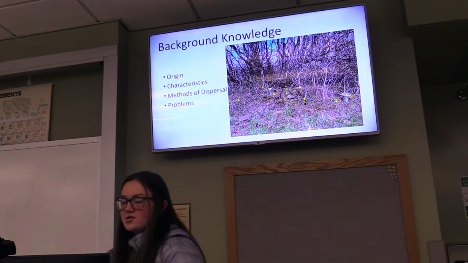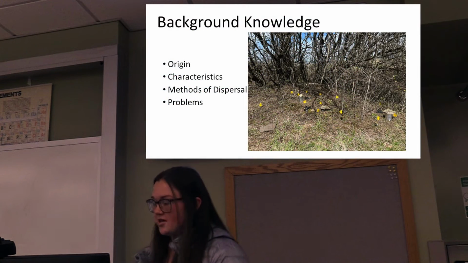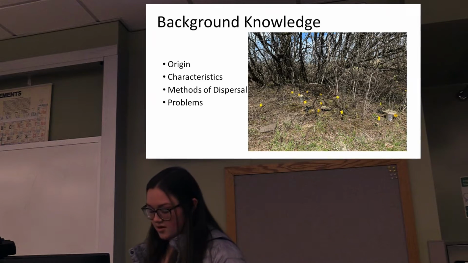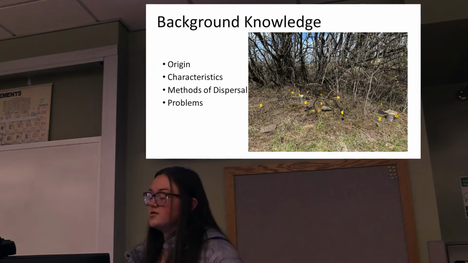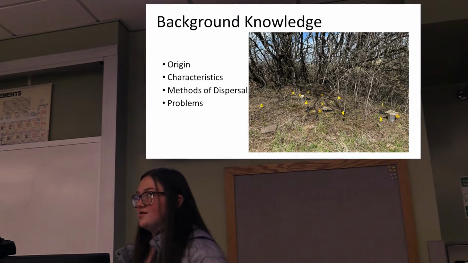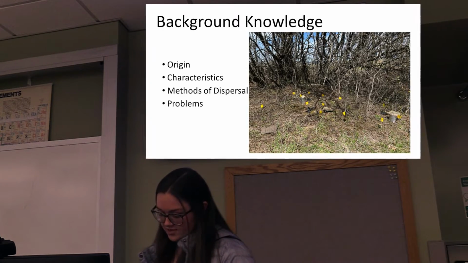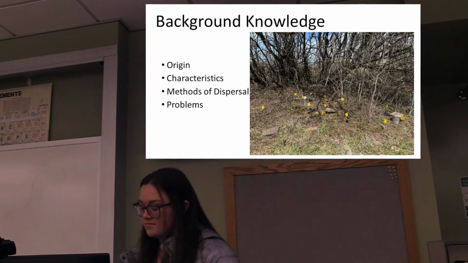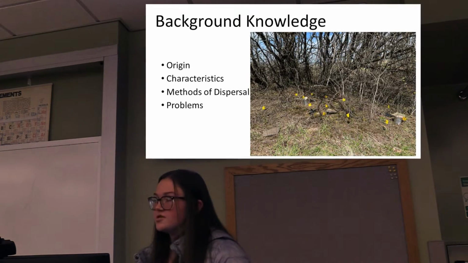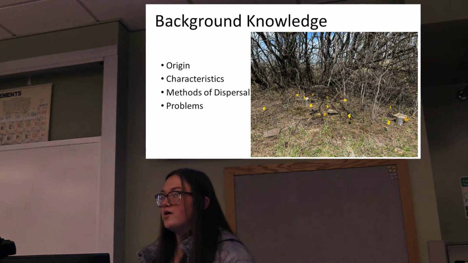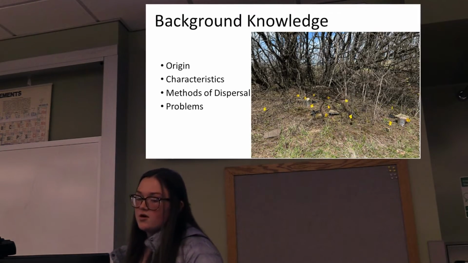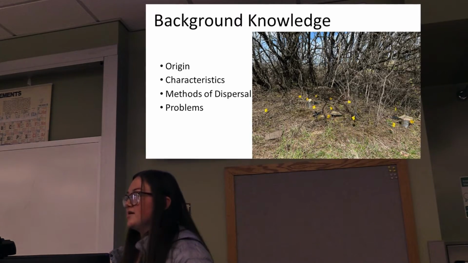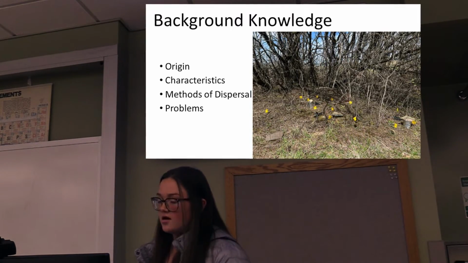Some background knowledge is where European buckthorn actually came from. It is native to Europe and most of Africa. Now it has come over to the United States and made itself a non-native species, which makes it invasive. People consider it a shrub or a small tree, and it was introduced to the United States for ornamental purposes. People use it as hedgerows and wildlife habitat because it's such a dense shrub.